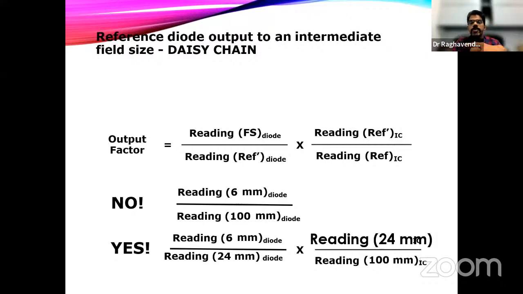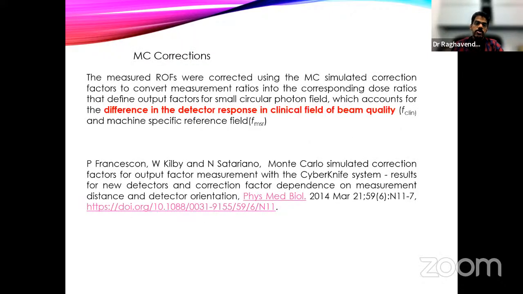Now looking into the output factor measurements, you can have a reference daisy chain actually. We don't normalize a small 2x2 field size to a 10x10 field size. Go for intermediate field sizes in between and normalize the output to that, so that you are minimizing the error. So this is a recommended method of doing it. Once you have measured the output factors, don't use them directly. There is something in between, usually for a small field. That is the difference in the detector response in the clinical field beam quality, F clinical. This has to be applied.